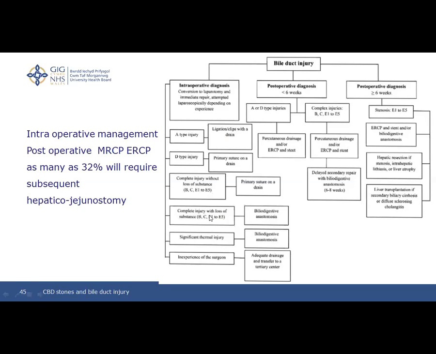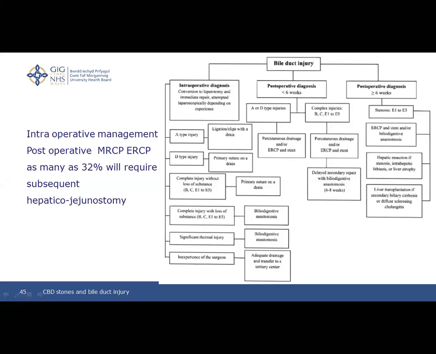If there is a complete injury with a loss of substance, go for a hepaticojejunostomy, and that's better. If it is just mild without a loss of substance, it's just primary suturing. If a part of the common bile duct has been removed, it's better to go for a hepaticojejunostomy. When there is an extensive thermal injury, and the surgeon is not sure about suturing the bile duct, which can lead to still more leakage, or there is damage to the common bile duct, then go for intraoperative biliodigestive anastomosis or hepaticojejunostomy. And if the surgeon is inexperienced in dealing with the common bile duct, it is better to refer the patient to a tertiary center.